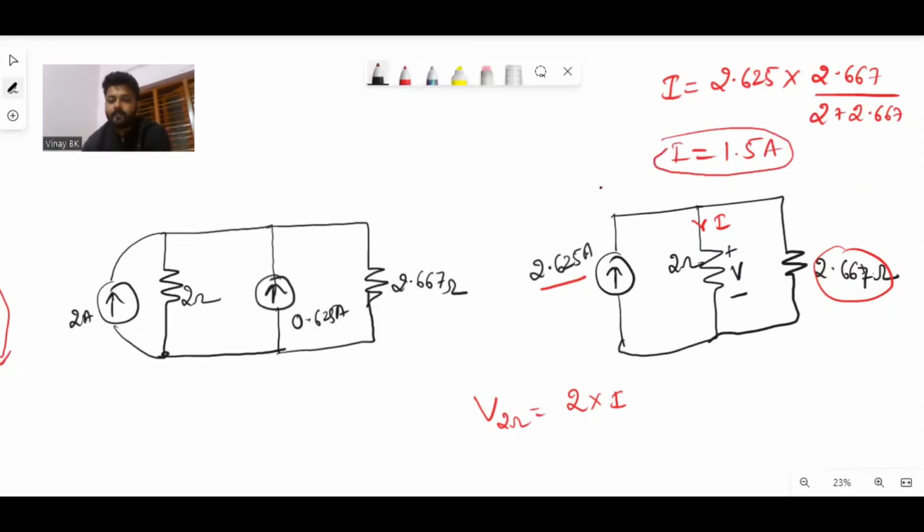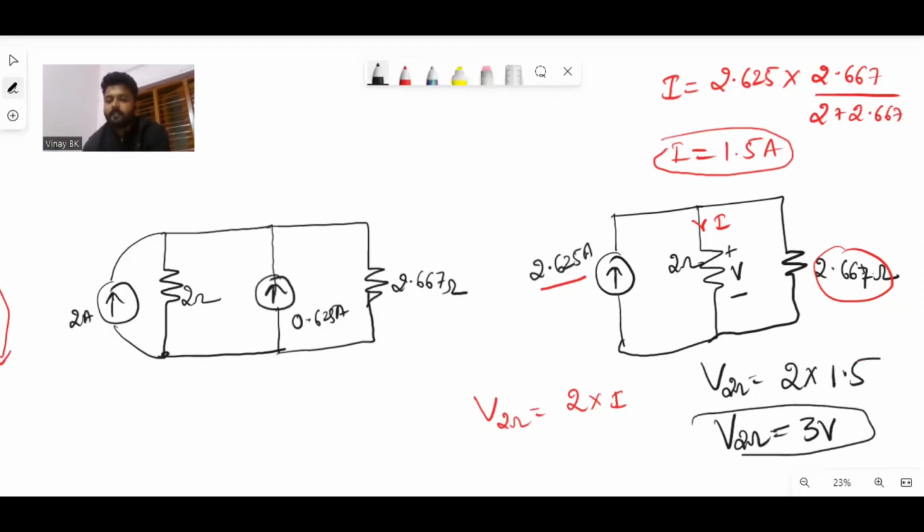I. So now we can get the value of voltage. V is given by 2 into I. So V at 2 ohm equals 2 into the current flow, so 2 ohm times 1.5. So the voltage across 2 ohm becomes 3 volts. And this is the solution with the help of source transformation and source shifting.